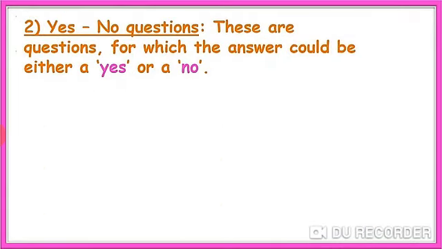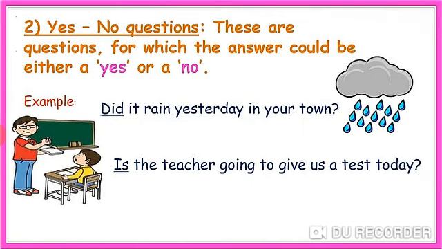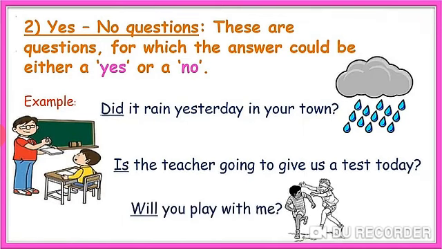The second type of interrogative sentences are yes-no questions. These are questions for which the answer could be either a yes or a no. For example, did it rain yesterday in your town? Is the teacher going to give us a test today? Now kindly notice that in all these sentences, the questions do not begin with a WH word, but instead they all begin with a helping verb.